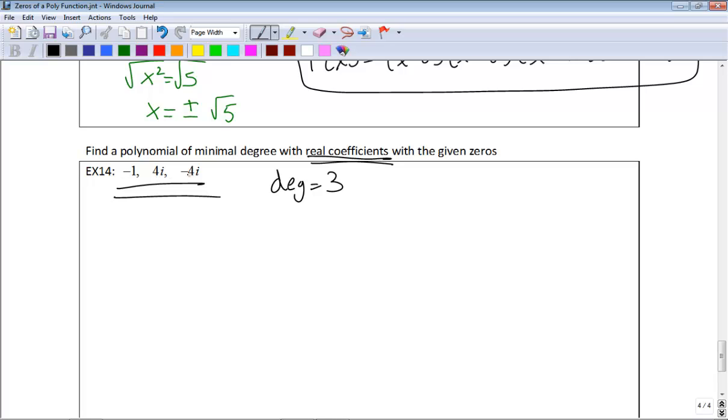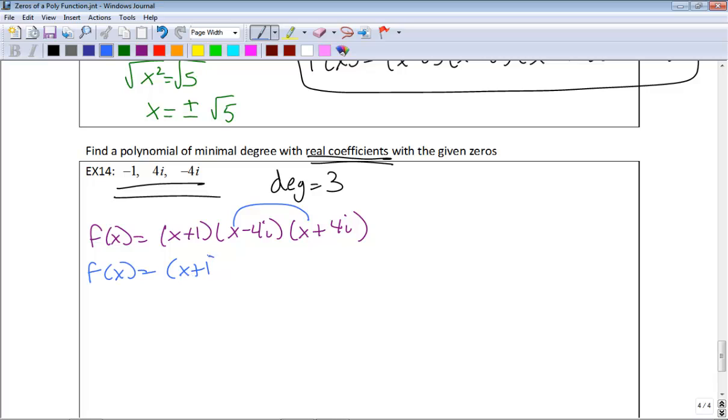Well, again, if these are the zeros, then as expressed with linear factors, f of x is equal to, then minus 1 would be x plus 1. The 4i would be x minus 4i, and the negative 4i would be x plus 4i. Well, all I have to do is multiply these things and find the polynomial. Let's get rid of my i's first. Let's multiply these two together. I'm just foiling like normal.